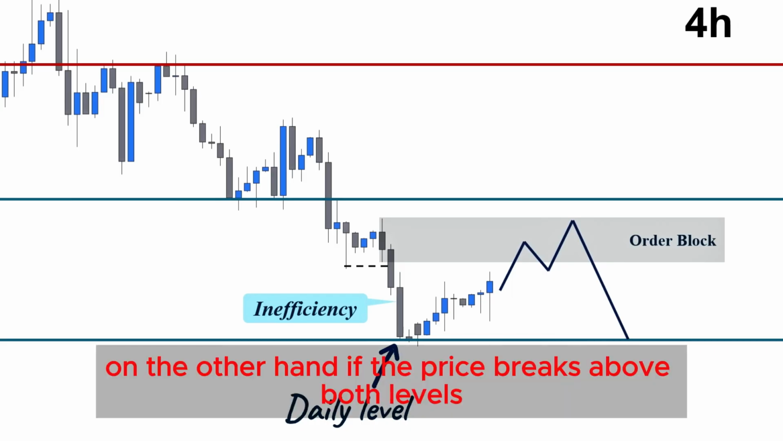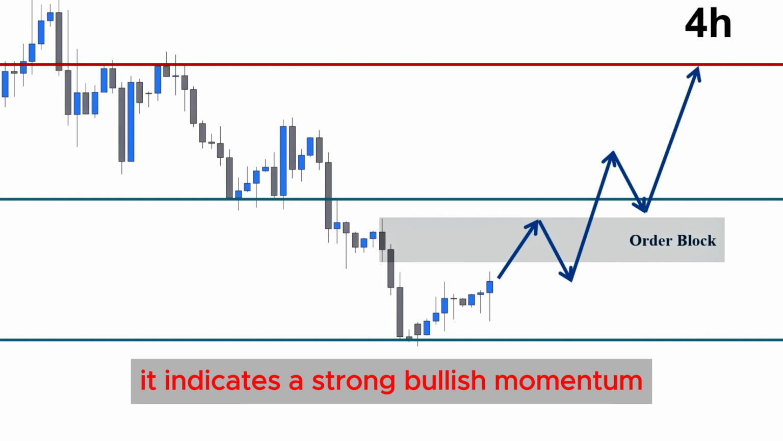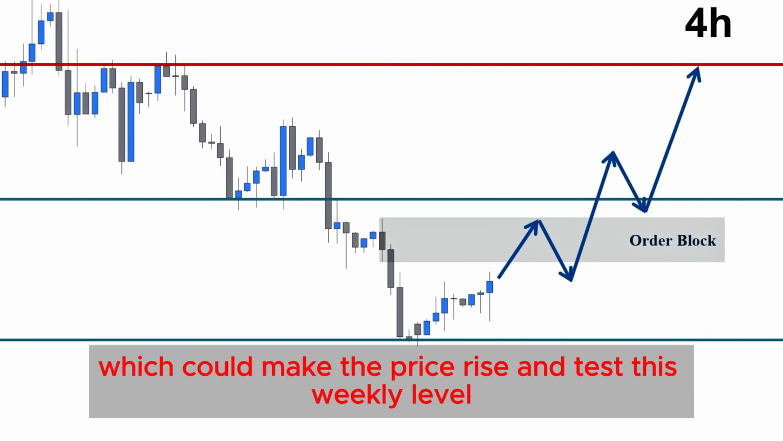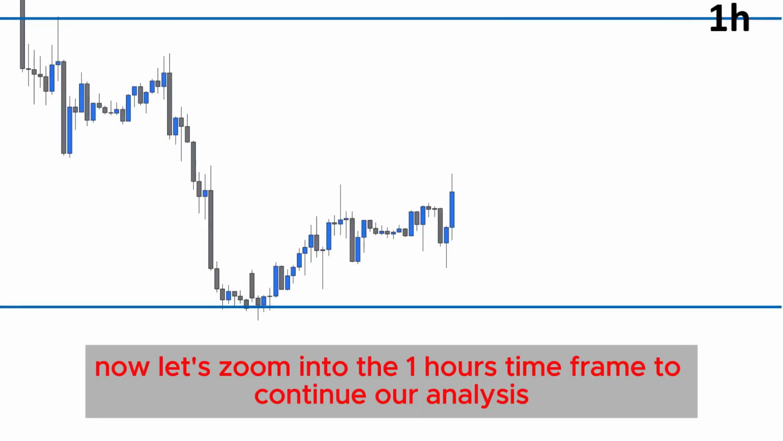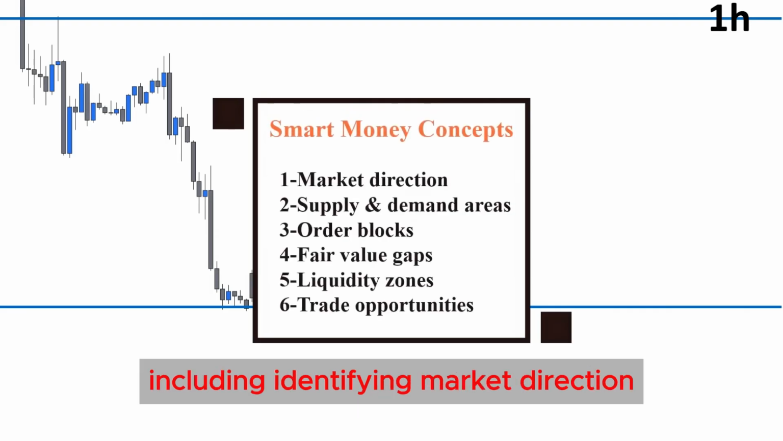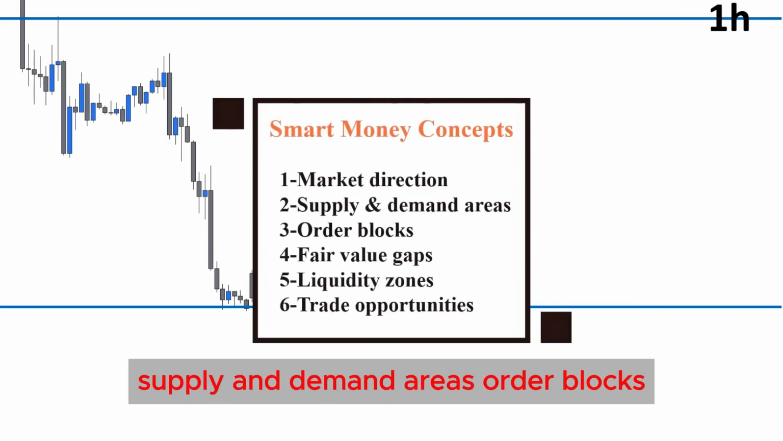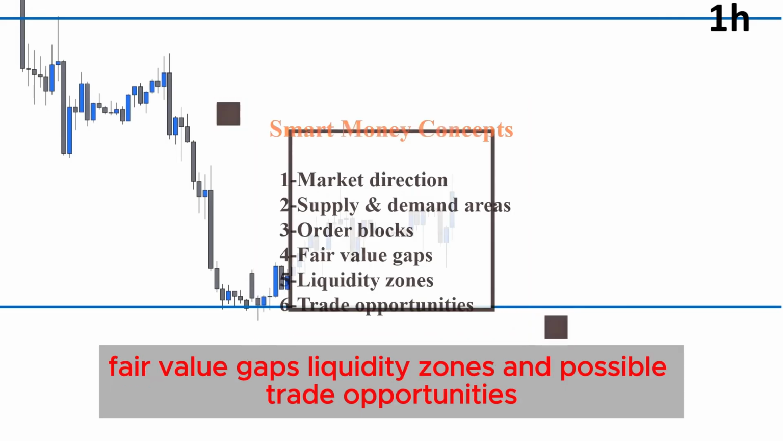On the other hand, if the price breaks above both levels, it indicates a strong bullish momentum, which could make the price rise and test this weekly level one more time. Now let's zoom into the 1 hour's time frame to continue our analysis. Once again, we fully apply smart money concepts, including identifying market direction, supply and demand areas, order blocks, fair value gaps, liquidity zones, and possible trade opportunities.